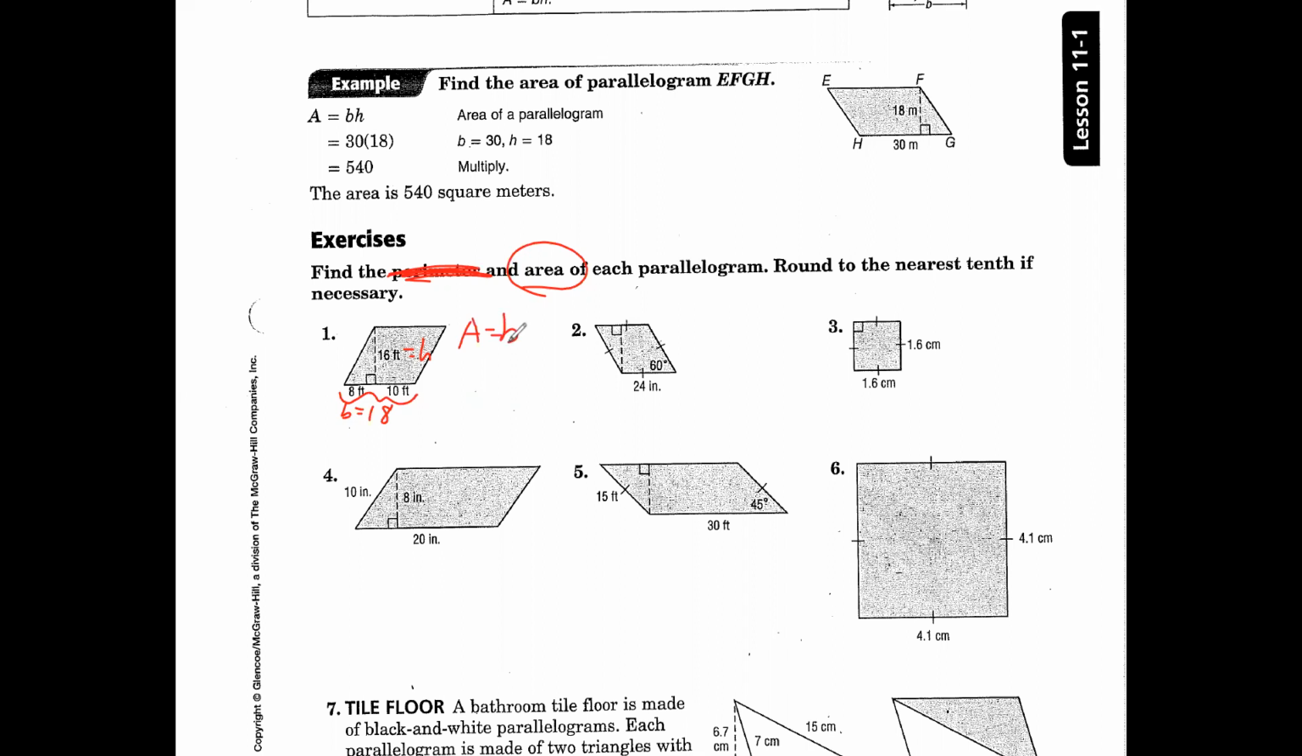Area equals base times height. Plug in the 16 and the 18. 16 times 18, I believe if I remember correctly, was 288. Now, the units were in feet. So since the units are in feet here, our answer should end up being in feet squared. All area answers should be in units squared because it's a two-dimensional measurement.